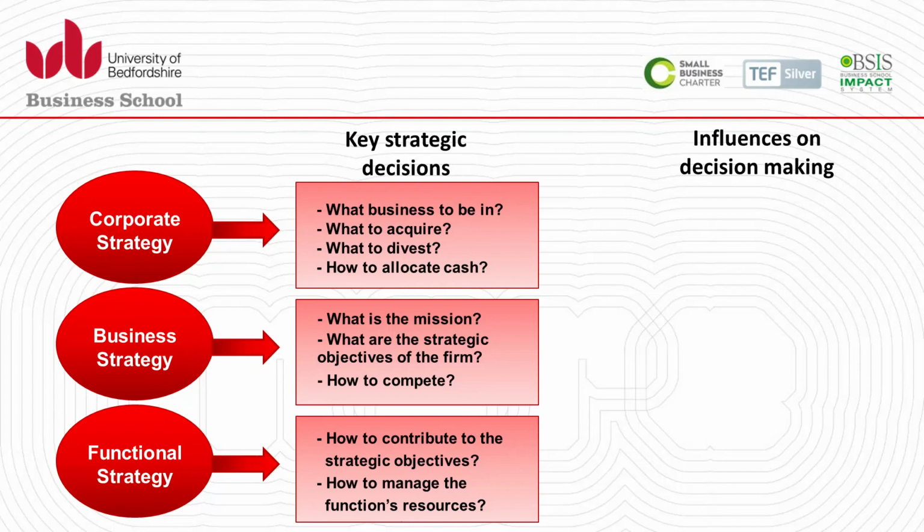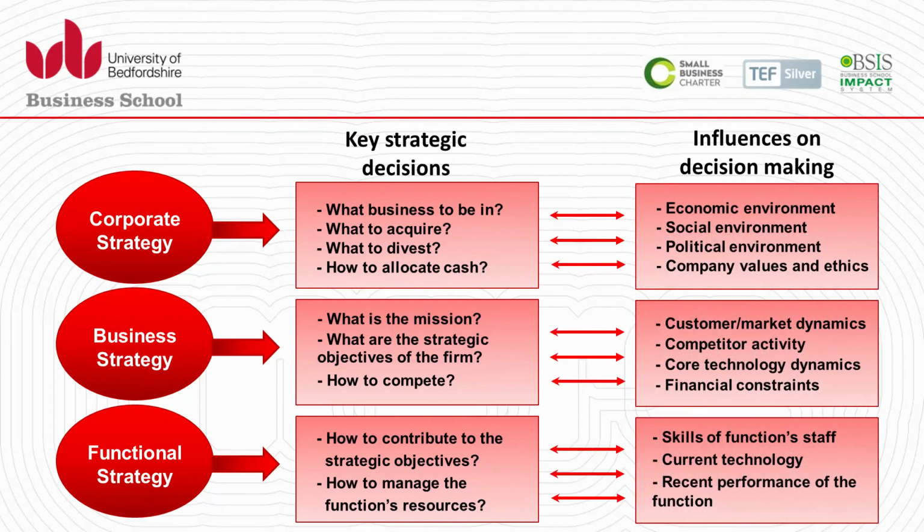But again, each business has a number of functions, and we need a strategy at the functional level. That is very important, as it helps us answer the question of how to contribute to the strategic objective and how to manage the functions' resources with the help of functional strategy. You can see here the key questions to be answered at different levels.